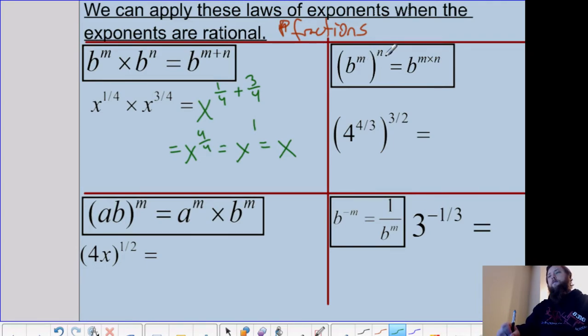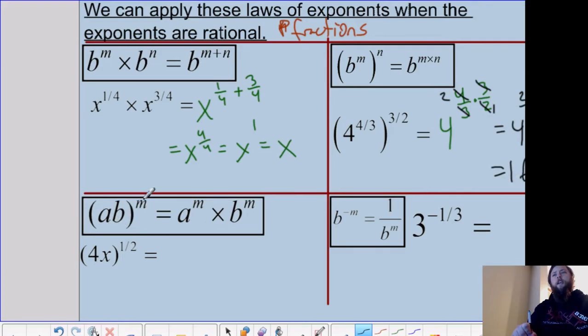Now, b to the m to the n, a power of a power, I multiply, and I can multiply fractions. So this becomes 4 to the 4/3 power times 3/2 power. When you're multiplying fractions, you can cancel out things that match on the bottom. So the 3's cancel out, and you can cancel out things that reduce. The 4 and 2 both divide by 2, so I'm left with 1 down here and 2 up here. So this becomes 4 to the 2 over 1 power, which is the same thing as 4 squared, which is 16.